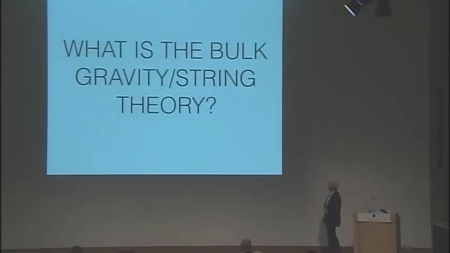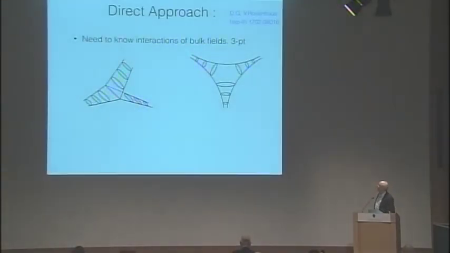Now, the thing I've been most interested in is what is the bulk gravity string theory. There are, in addition to this gravitational mode that dominates in the infrared, an infinite tower of massive modes, which should correspond somehow, say, to the massive modes of the string theory. And that can be directly approached by calculating.